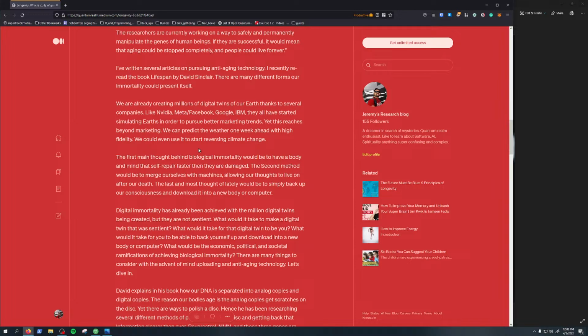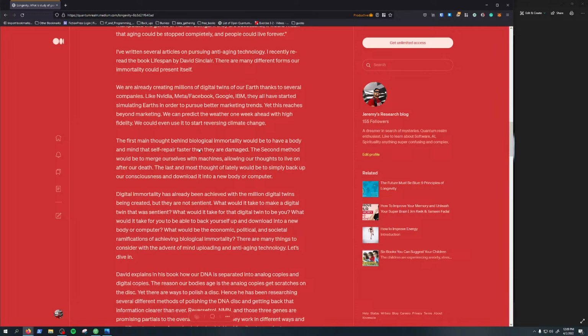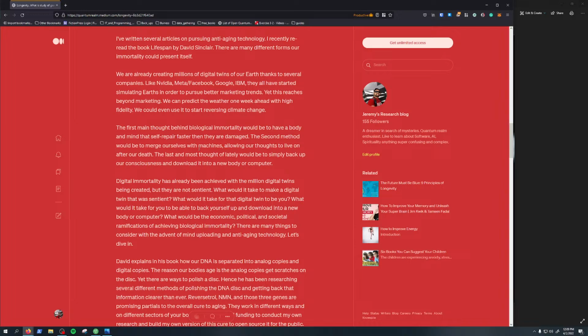We can predict weather within a week ahead of time with high fidelity. We can even use this to reverse climate change if we were to position carbon negative structures and filters in certain problematic areas to reduce the impact of climate change. So there are many uses for simulating Earths aside from just making money, right?